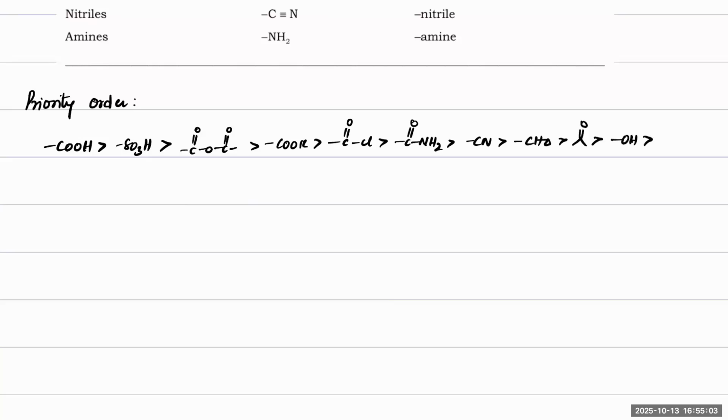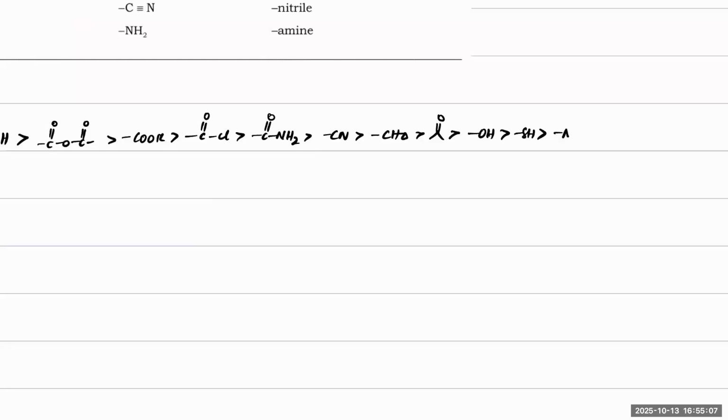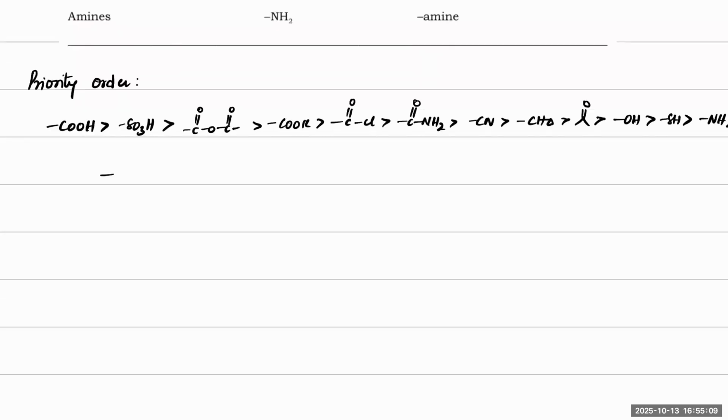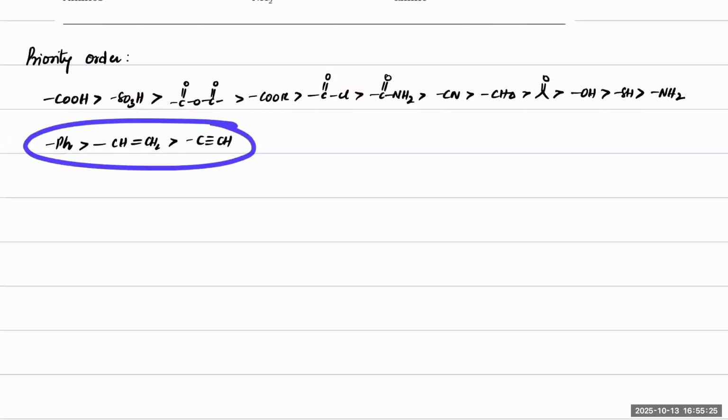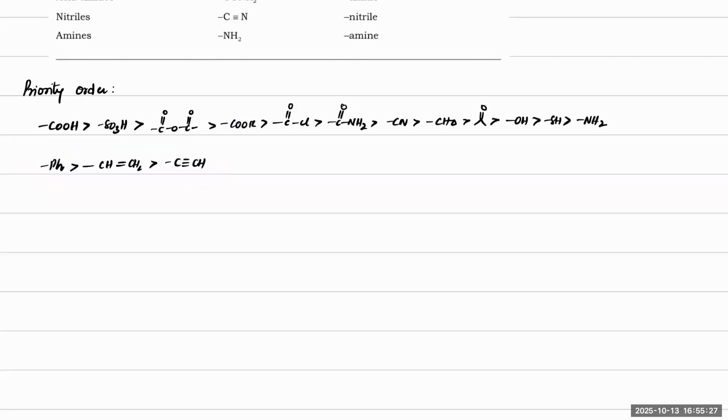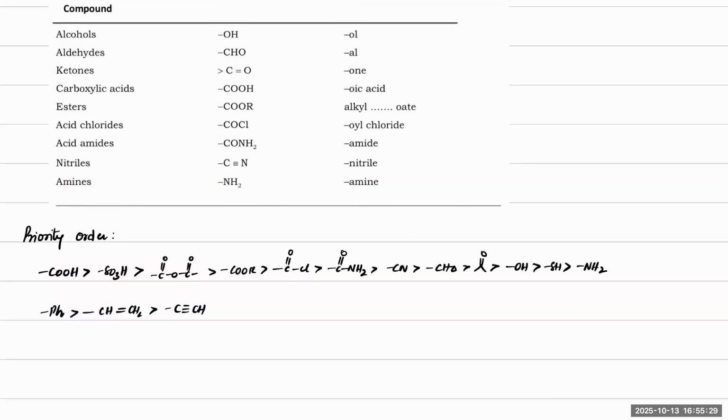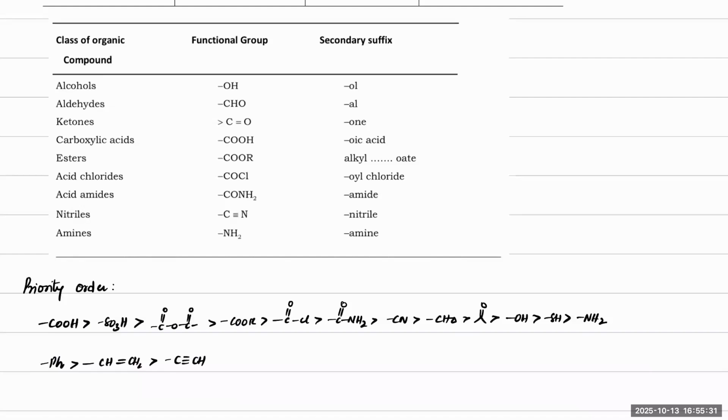Then alcohols, thioalcohols, and amines. Within double bond and triple bond, double bond is given more priority than triple bond. And within double bond, if you have a phenyl group, then phenyl is given more priority than this one. Got it? So typically, this is the order of the functional groups. This is something which you need to remember. At the same time, their suffix names are something you need to know.